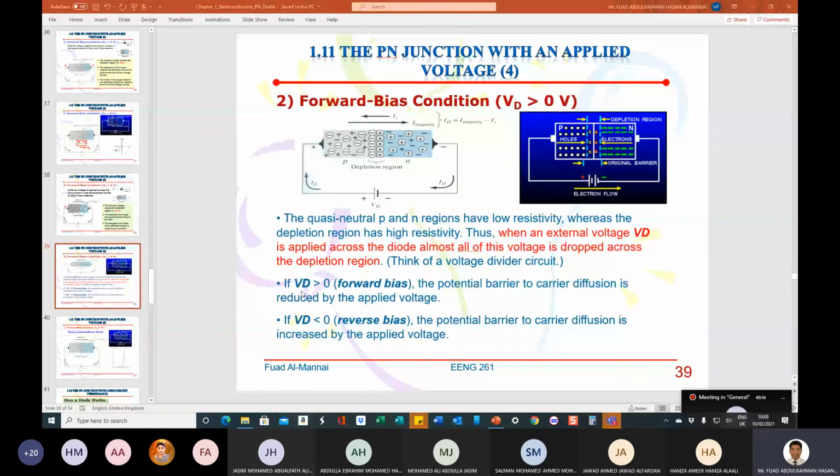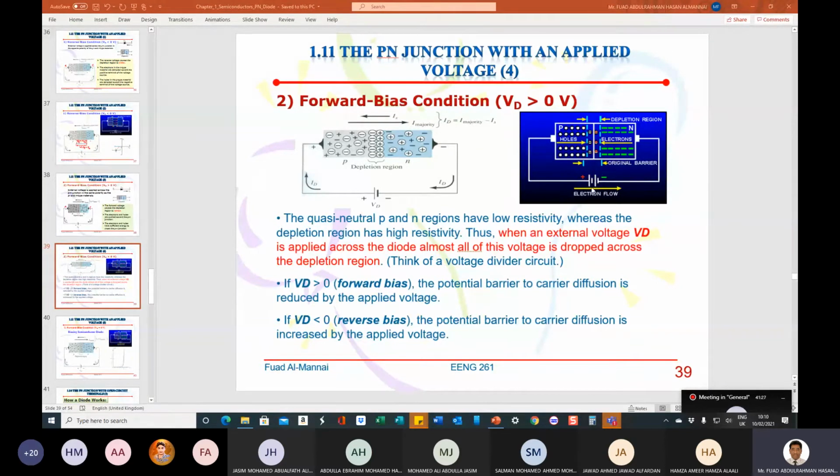So, in summary, if VD is greater than 0, the potential barrier to carrier diffusion is reduced by the applied voltage. If VD is less than 0, which is the reverse bias, the potential barrier to carrier diffusion is increased by the applied voltage. Okay, what does that mean?